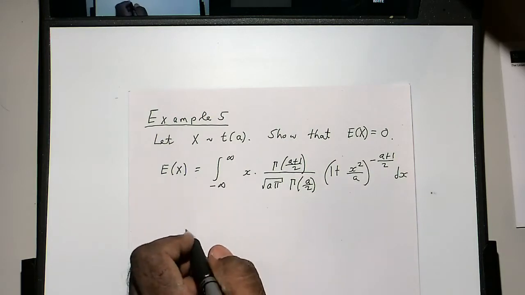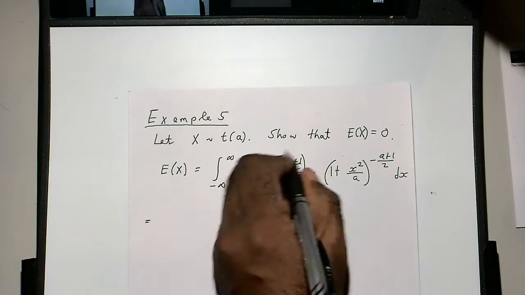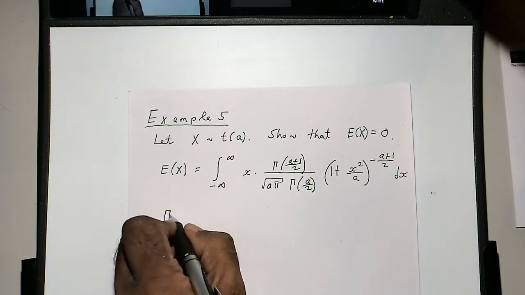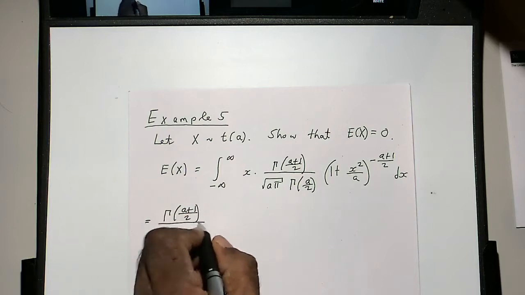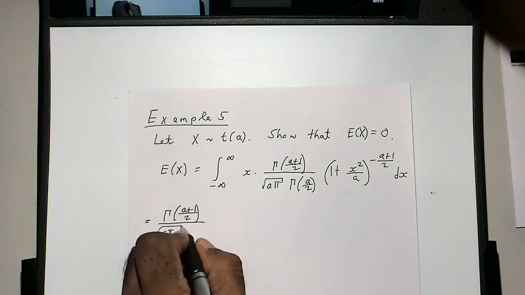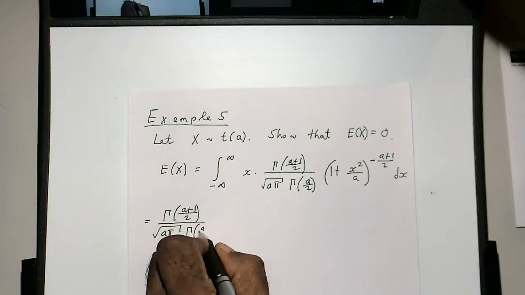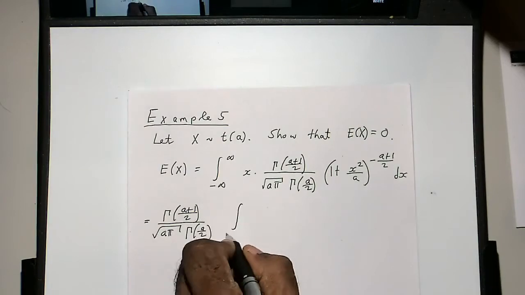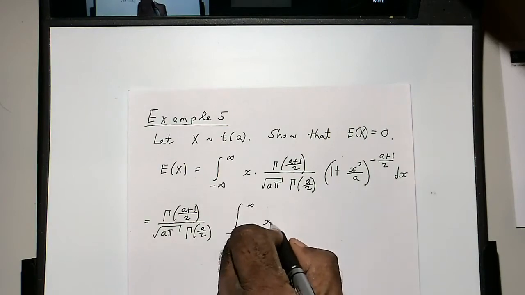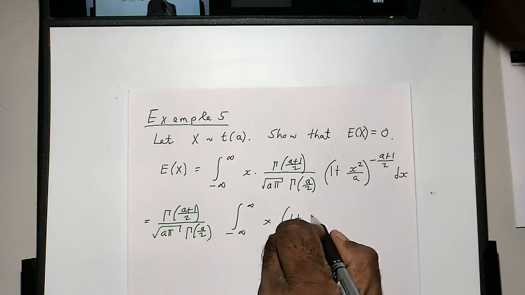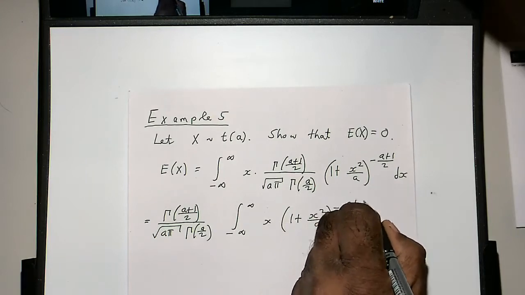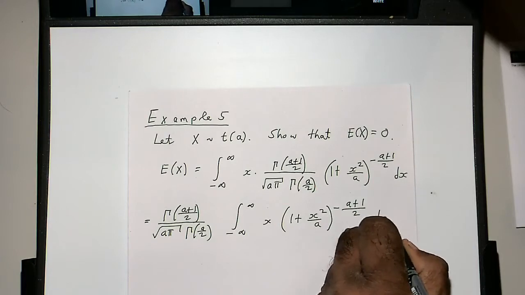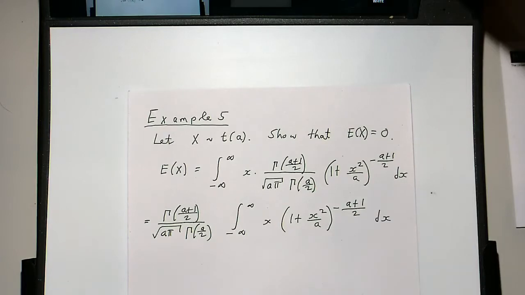Now, I have time, so let's pull out this constant here outside. So you have the constant, then you have the integral from minus to plus infinity of x times 1 plus x squared to some power. Now, how do we show that this is equal to 0? Any ideas?